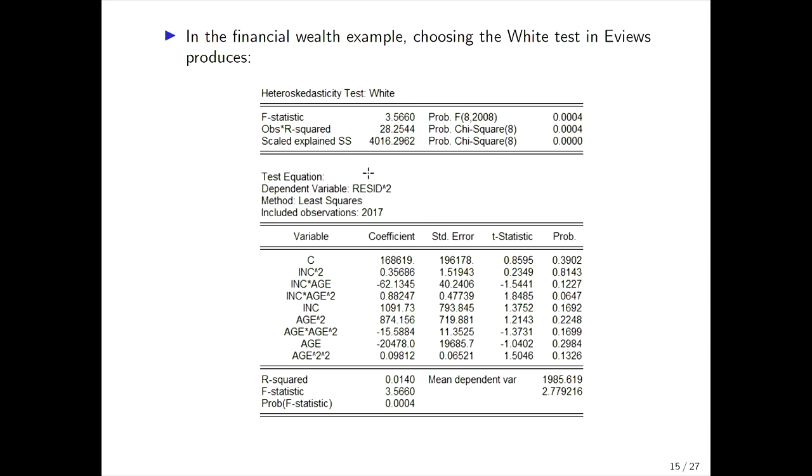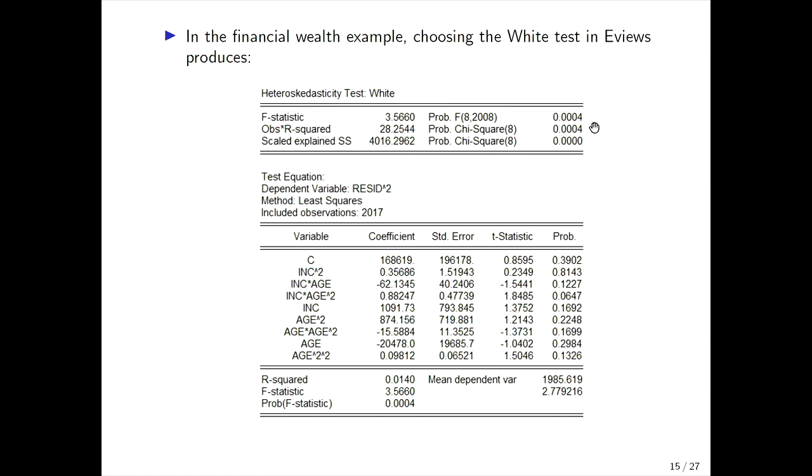Again, there are two forms of the test. There's the R squared form, and there's the F form. The F form of the test just involves testing the joint significance of these regressors, because under the null hypothesis, these regressors here are jointly insignificant in the auxiliary regression.